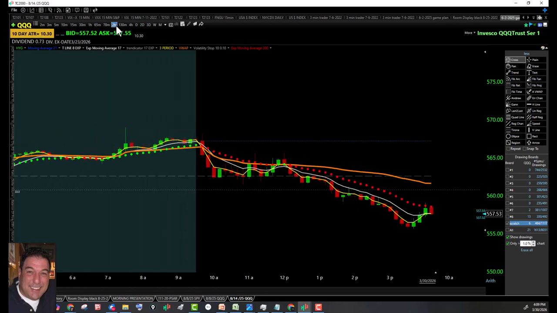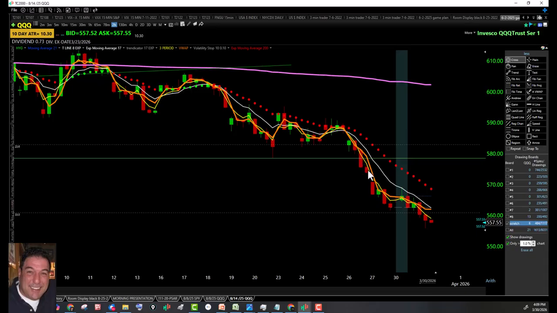And then on the 2-hour chart, you got the sticks and the 3. Candlesticks and the 3 plotting underneath the falling 8. And you got daylight between the 3 and the 8.